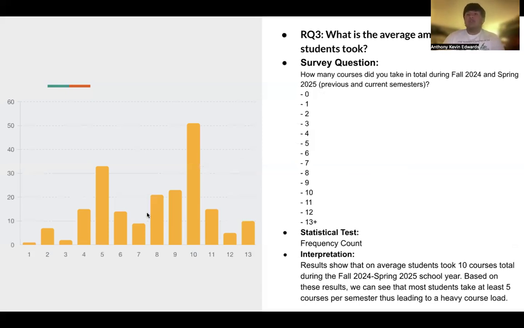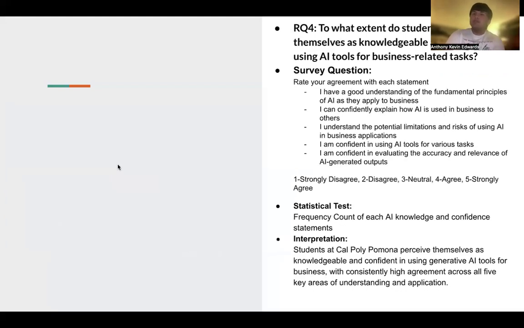For our third research question, we tried to determine what was the average amount of courses students took within this current school year. Here we have another frequency count, and we saw that a clear 50% of students noted that they took 10 courses total within this current school year. Based on these results, we can see that most students took at least 5 courses per semester, thus leading to a heavy course load.